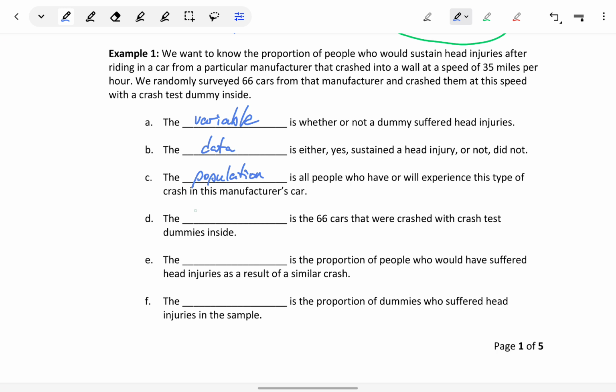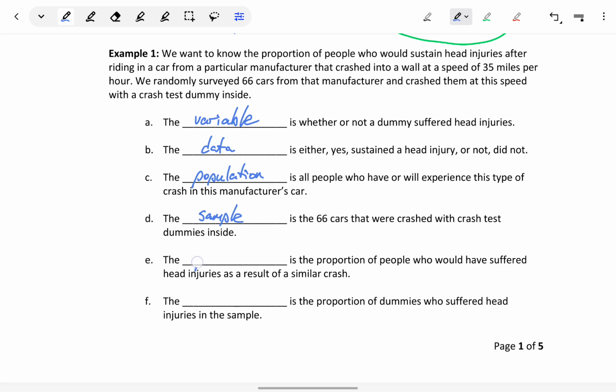So instead, what we study is the sample of the 66 cars that were crashed, with crash test dummies inside instead of real people, obviously. So with our sample, we're not injuring any people. We are destroying some products that were manufactured, but we're going to look at this small sample, and that's going to help inform ideas about the population, all of those cars and all of those crashes.